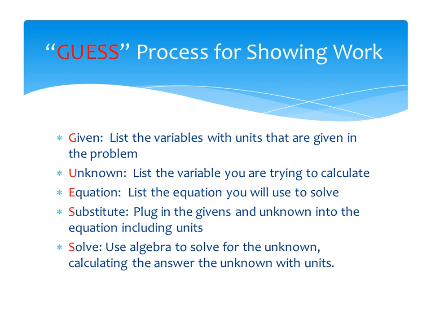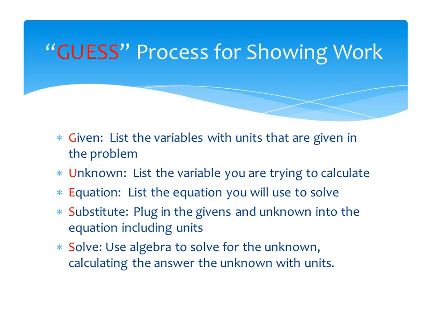So GUESS is an acronym. G stands for given, so you're going to list the variables with units that are given in the problem. U is the unknown, so you'll list the variable you are trying to calculate. E is the equation, so you'll list the equation you will use to solve the problem. S is substitute, so you'll plug in the givens and unknown into the equation, including units. And then finally, S is solve. You'll use algebra to solve for the unknown, calculating the answer with the appropriate units.